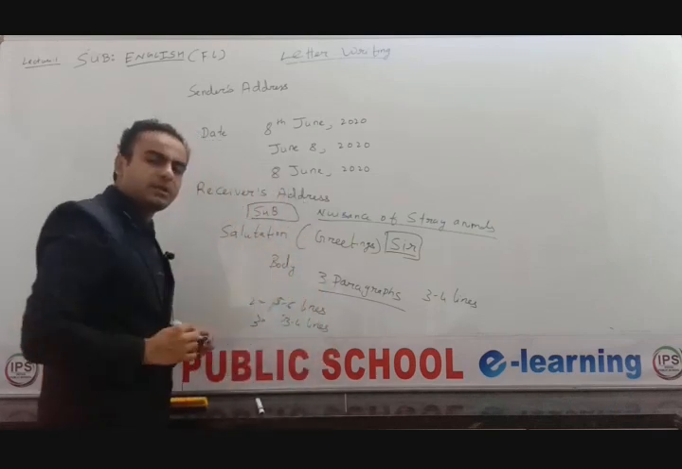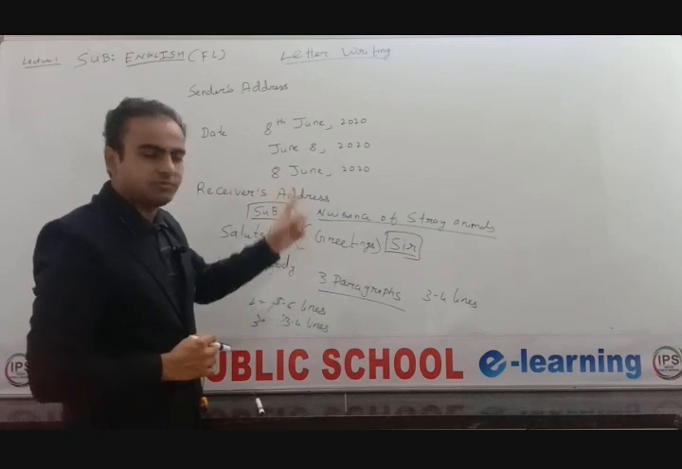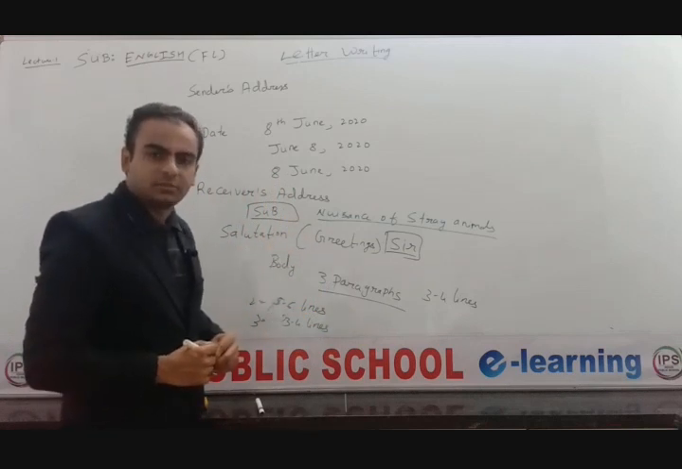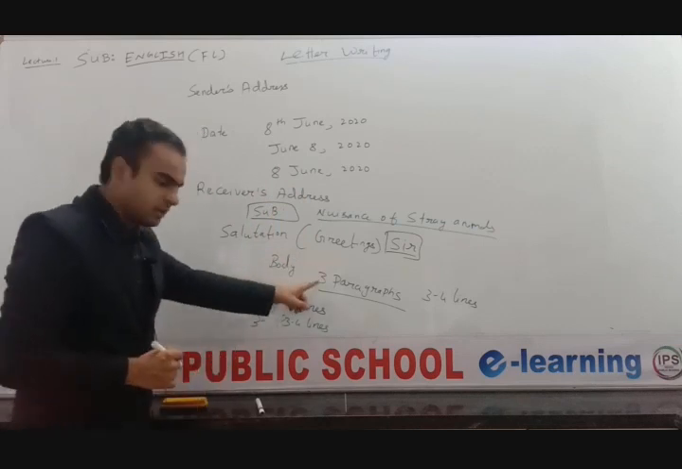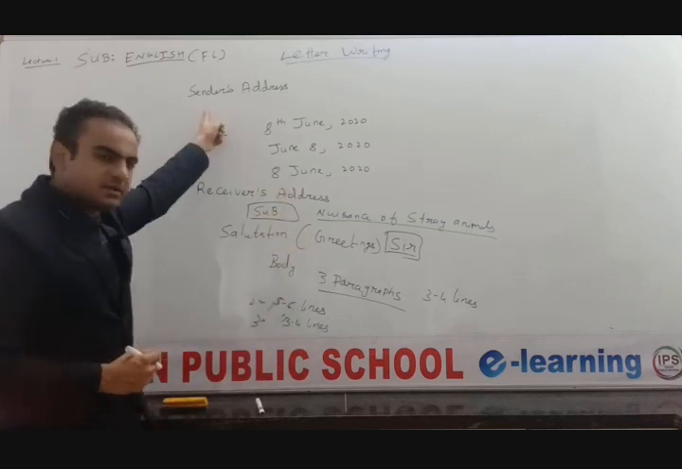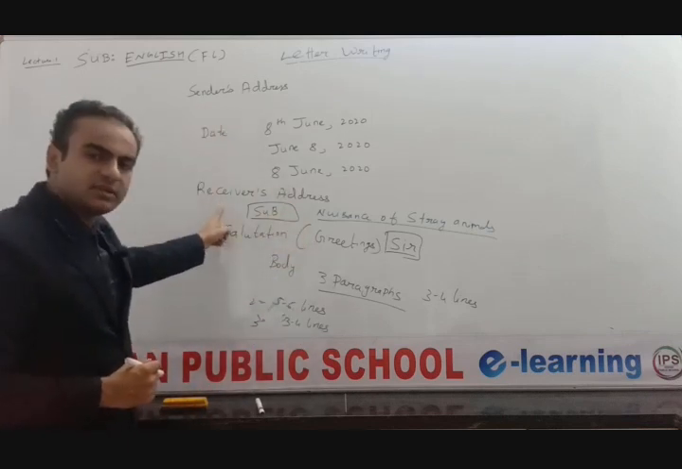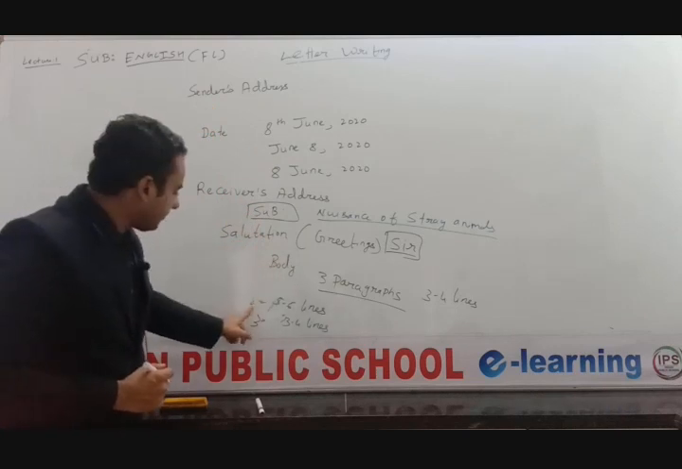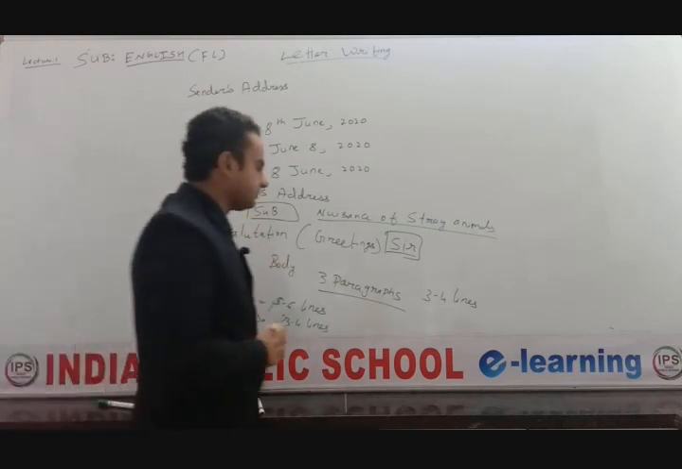You have to compulsory make 3 paragraphs in letter writing. It is of 5 marks. You cannot just write 1 page in a 5 marks letter, beta. First paragraph, second paragraph, third paragraph, 3 or 4 lines. Sender's address, date, receiver's address, subject, salutation, body, and the concluding.